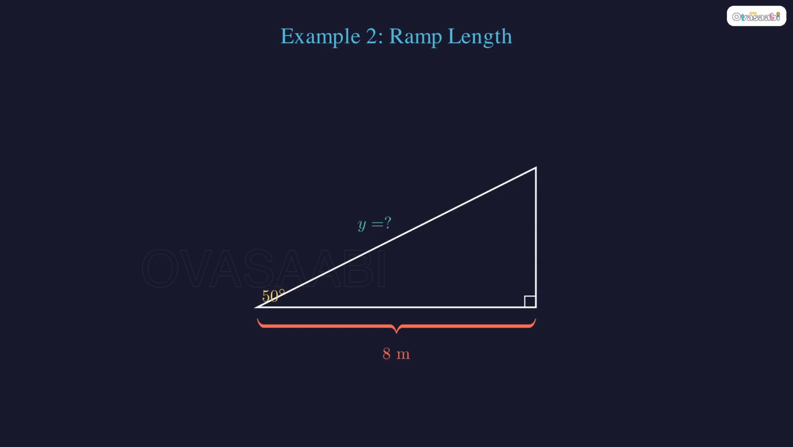Example 2, slightly harder. A football pitch has a ramp at 50 degrees. The base along the ground is 8 meters. Find the length y of the ramp, which is the hypotenuse.